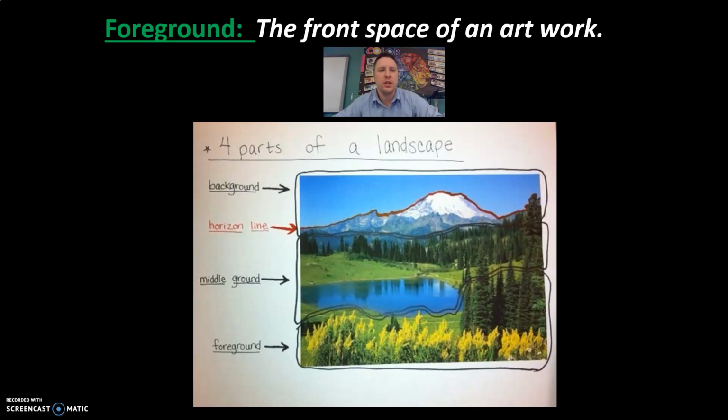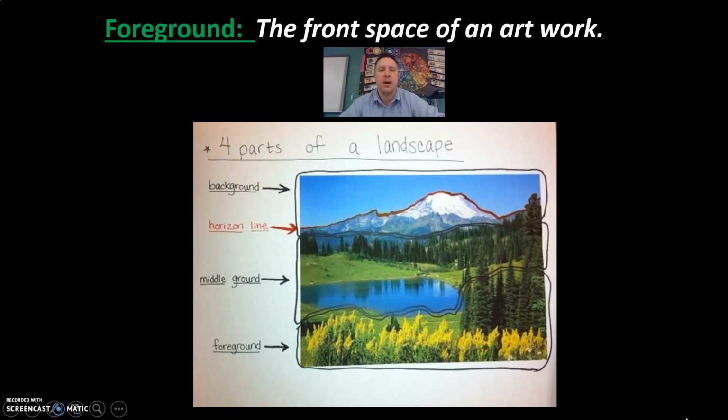So the first answer to your entrance ticket is, what is the foreground? The foreground is the front space of an artwork. As depicted in this image down here, this breaks down the three different planes of a landscape. First you have the horizon line. That's the line basically where you can't see past unless something's higher than it, like the mountain here. Everything in the far back behind the horizon line is the background. Everything in the middle is the middle ground, and everything in the front is called the foreground.